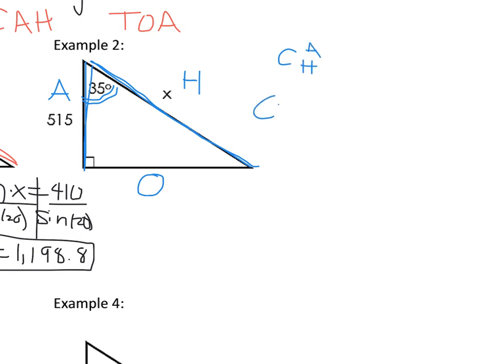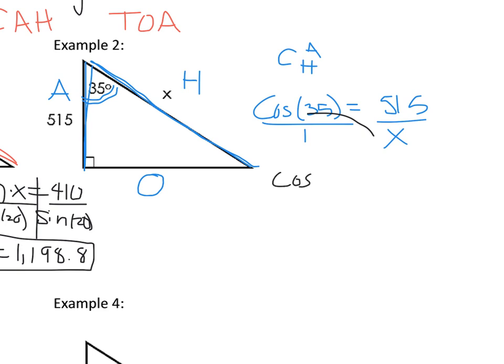Alright, so cosine of our angle 35 is equal to A, which is 515, over H, which is x. Let's make it a fraction and cross multiply. So cosine of 35 times x equals 1 times 515, which is just 515. And then we balance and solve.